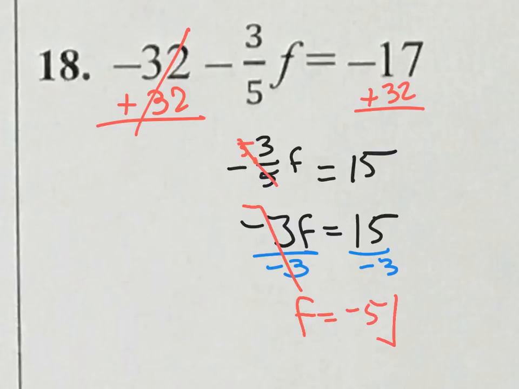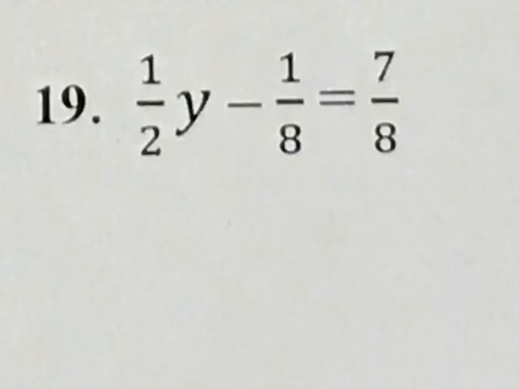That's negative 5. There's your final answer for number 18. Number 19, a lot of people messed up on this one. All you have to do is multiply everything by your largest denominator. In this case, 8 will do the job. It'll get rid of all fractions at once.